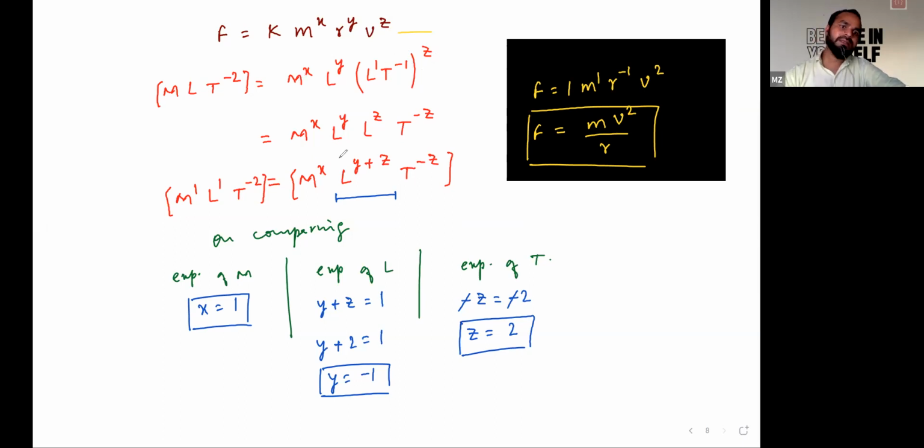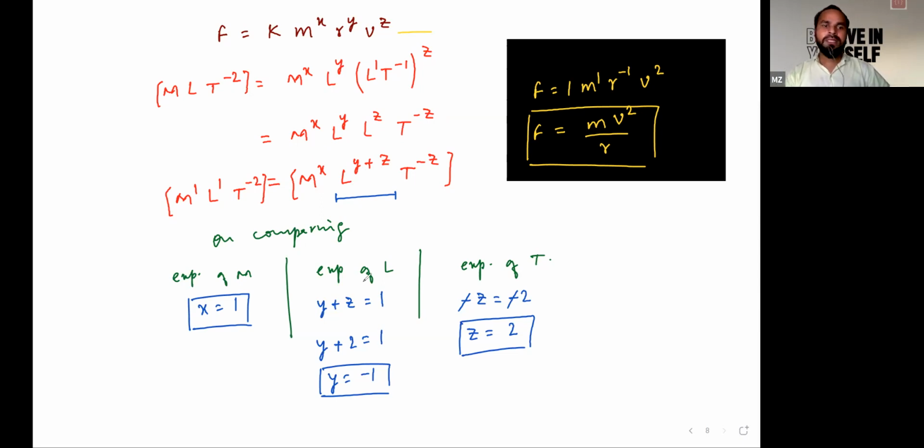Now we have to simplify it. M^x, L^y. Here we have L^1 raised to the power z, so power to the power gets multiplied. So 1 multiplied by z becomes z. Similarly, for the exponent of T, we have -1 and z over it, so it becomes -z. Now these two terms have the same base, so the exponents in multiplication are added together. So it becomes L to the power y+z. Is it clear?